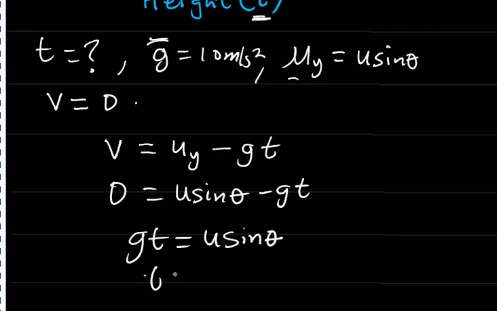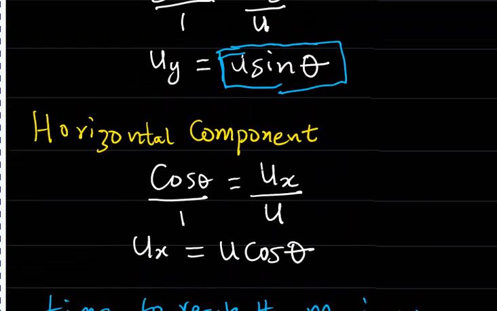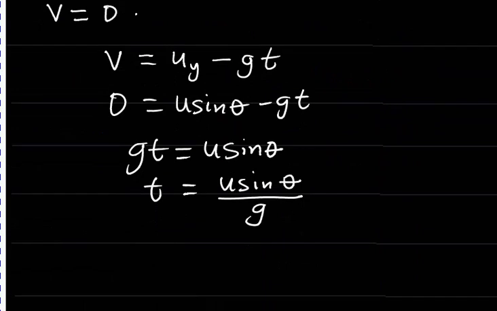So with what I have now, t is going to be equal to u sine theta divided by g. t is equal to u sine theta divided by g. I hope that is well understood. All right, so having gotten this, now this is the time it takes that object to reach the maximum height. Then the next parameter we need to actually derive is the time of flight.